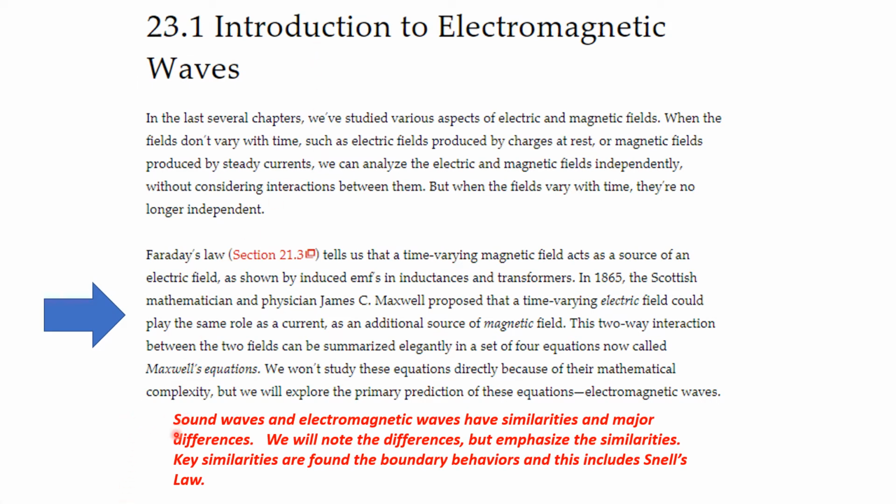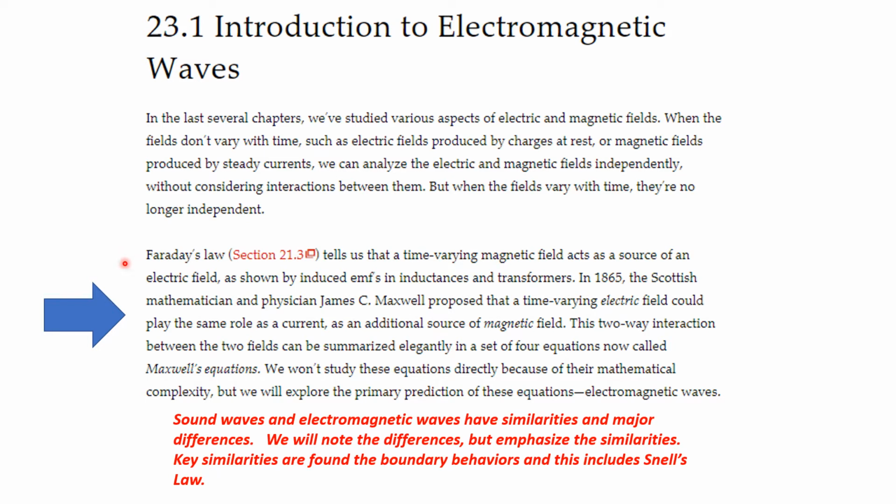Sound waves and electromagnetic waves have similarities and differences. We'll note the differences, but we're going to emphasize the similarities. And key similarities are found in the boundary behaviors, and this will include Snell's law.